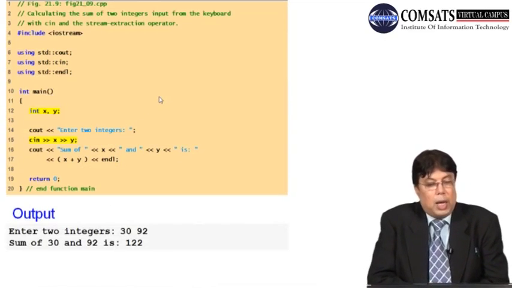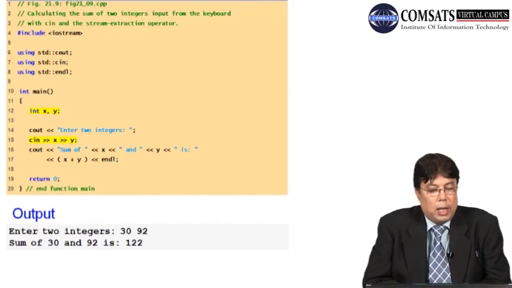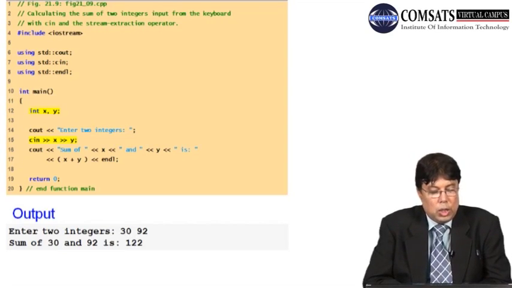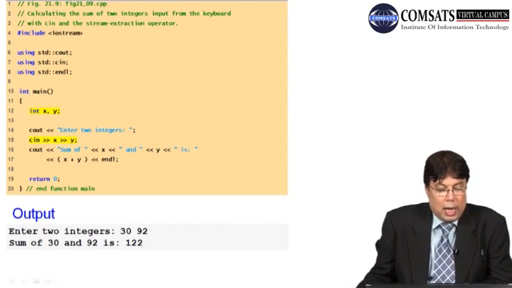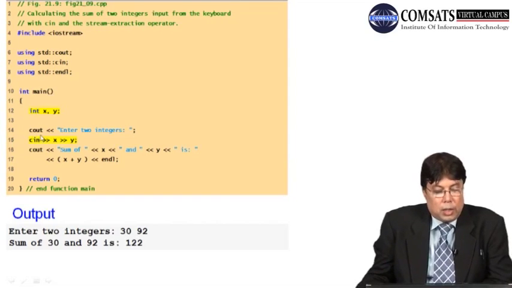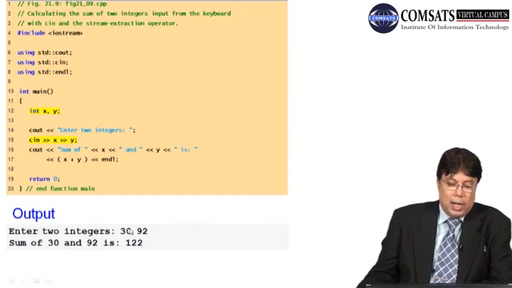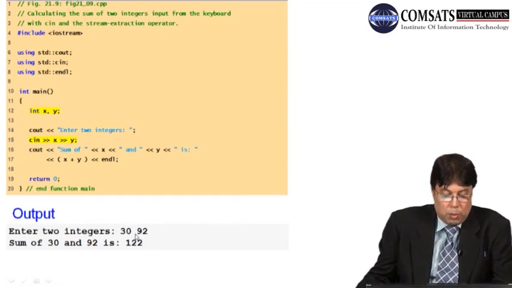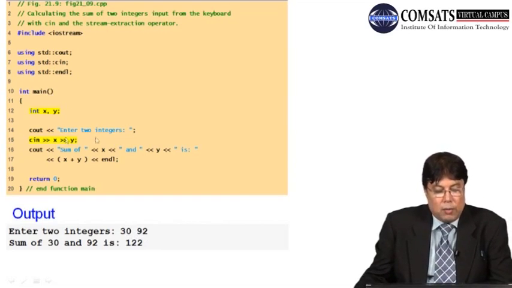Here is an example of that. We can use the object cout, cin, and then endl also. Cout "Enter two integers", and then we can have this extraction operator which will extract x and y from the stream. So you will type 30 space 2, and it will distinguish x and y through this particular space.